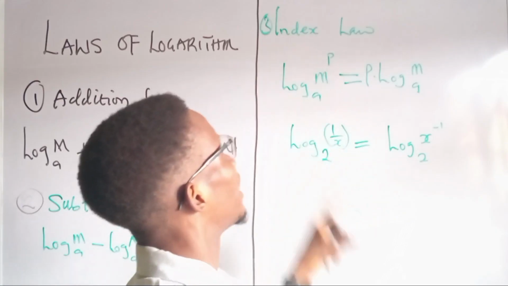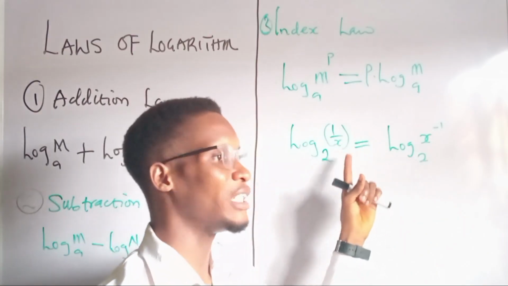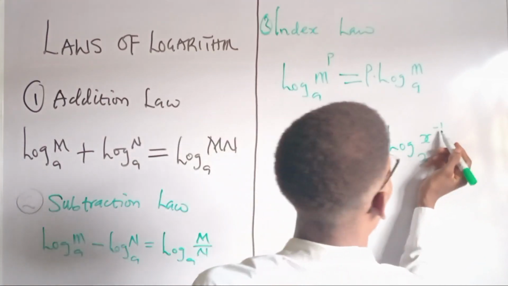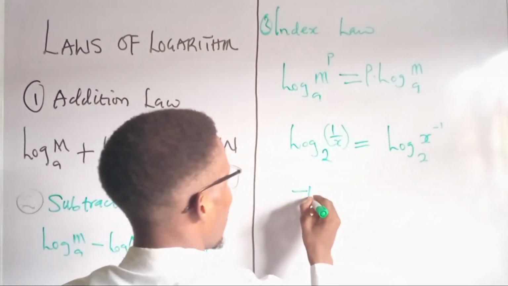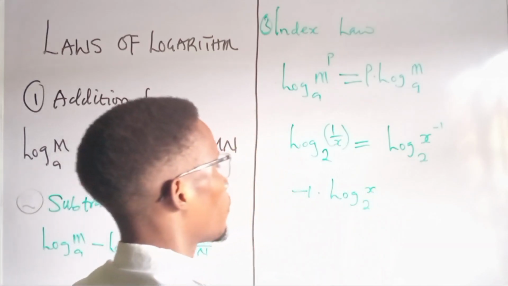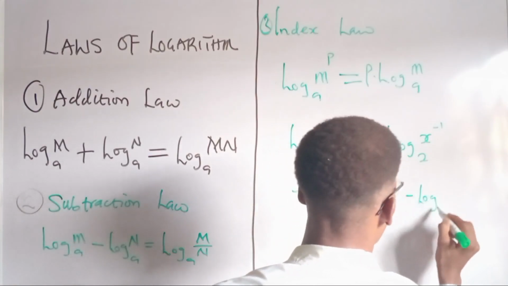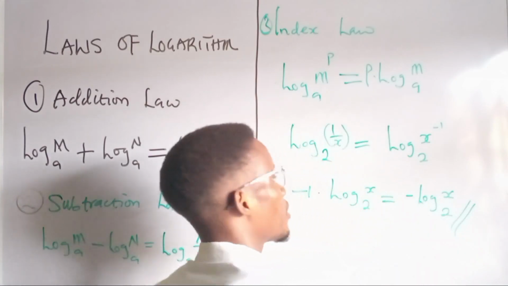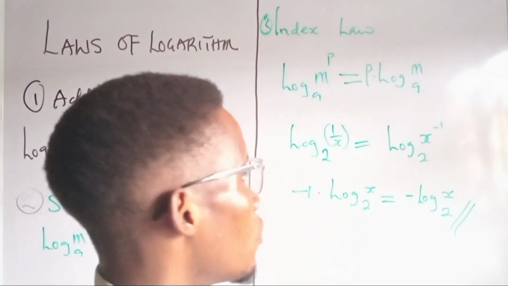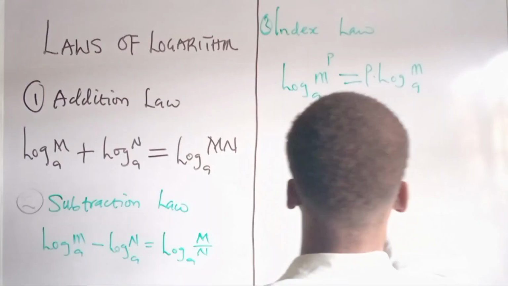So now you can apply the index law of logarithm, instead of saying that this particular question is another law of logarithm. No. So what you have to do now is, this minus here will come down, which will give minus 1 multiplying log of what? X to base what? 2. And solving this, we are going to have minus log of what? X to base what? 2 as the answer. That's how you solve this law of logarithm. Okay, so let's go to the next law of logarithm, which is the fourth law of logarithm.